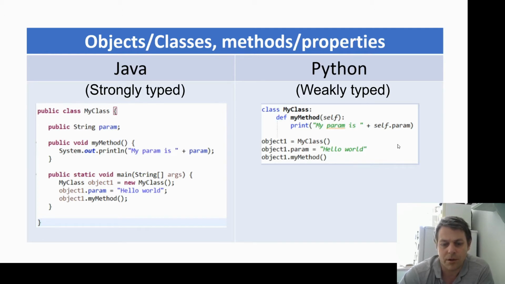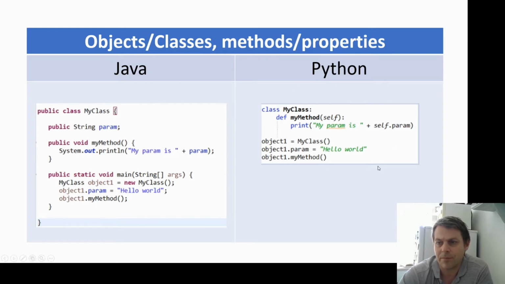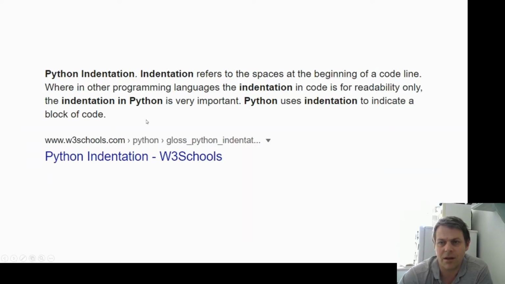Right, so I said we were going to have a look at the indentation. Indentation is important in Python, whereas in other programming languages it's just there for code readability. Python uses indentation to indicate a block of code.